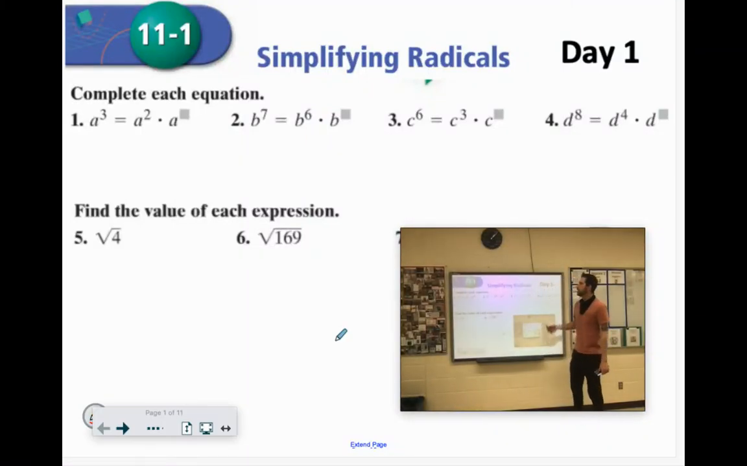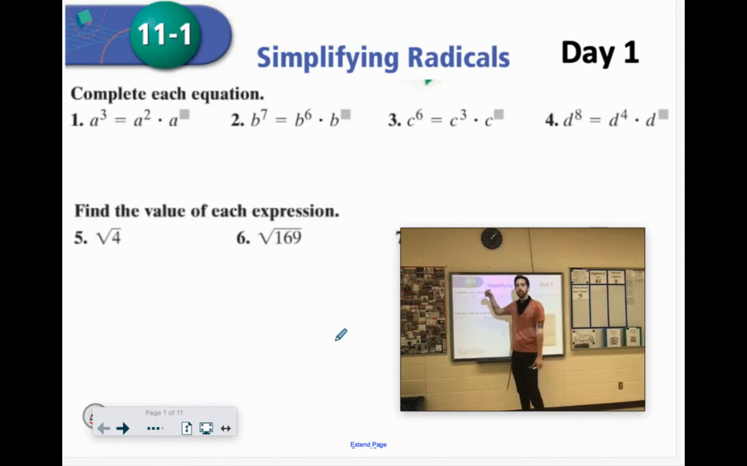each equation. A to the third equals a to the second times a to the blank. And remember, when you multiply, you add the exponents. So what could you add to 2 to get to 3? 1. Boop. B to the seventh equals b to the sixth times b to the first, right? 6 plus 1 gives you the 7.